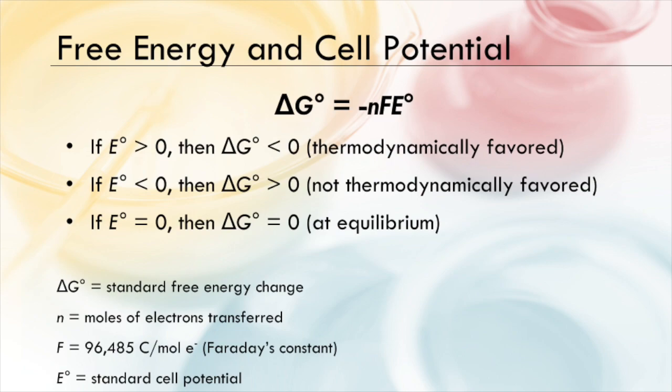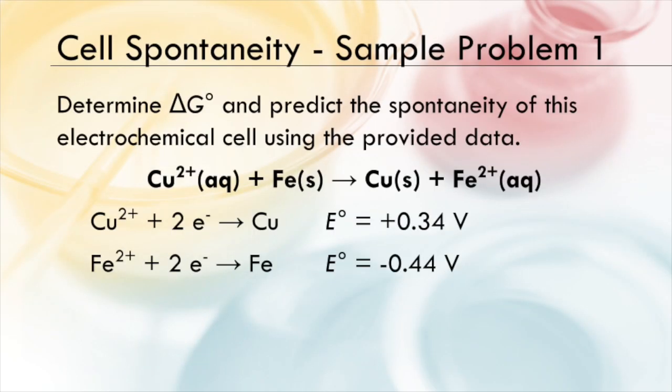Now, let's see if we can't use this relationship. For this problem, determine the standard free energy change and predict the spontaneity of the electrochemical cell for this redox reaction. Reduction half reactions and their standard reduction potentials are provided. Go ahead and pause the video and see what you can come up with for yourself.